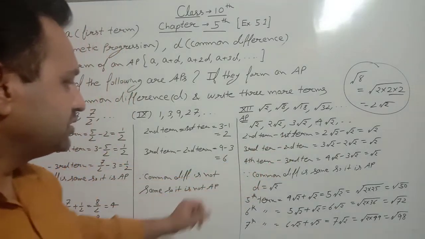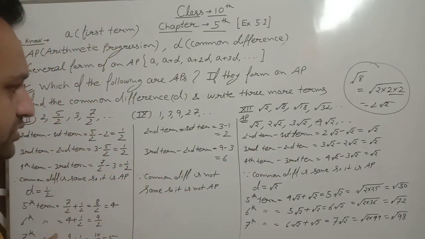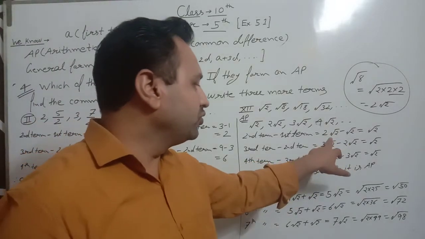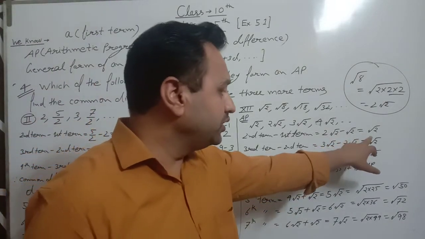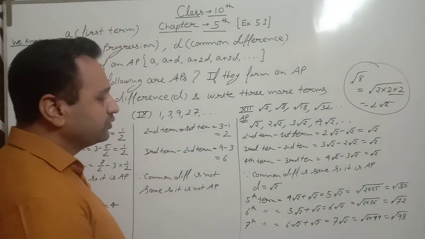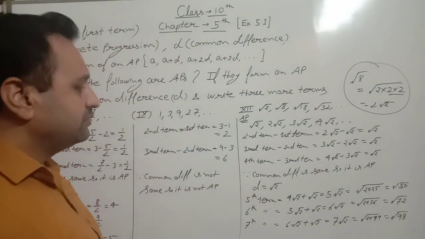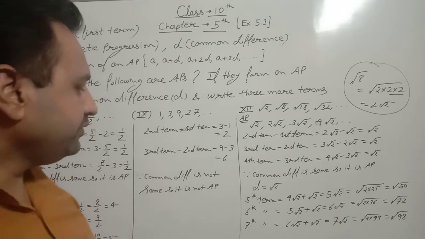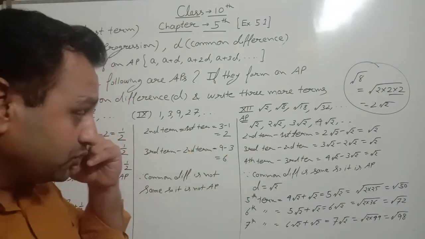Find the difference, same as in the second part of the question. 2√2 minus √2 is √2, 3√2 minus 2√2 is equal to √2. Because the common difference is the same, it is an AP. The value of d is √2.